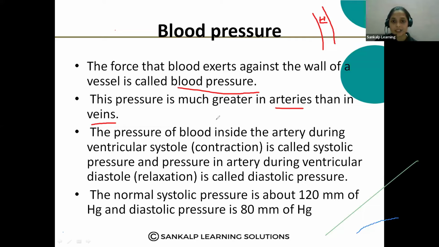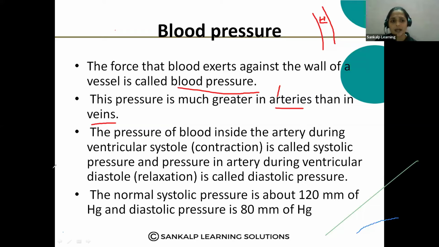The blood pressure is greater in arteries than in the veins because the arteries carry the high pressure blood that is pumped from the heart. They carry the blood to the different cells, right? These veins carry the deoxygenated blood, which does not have the high pressure.